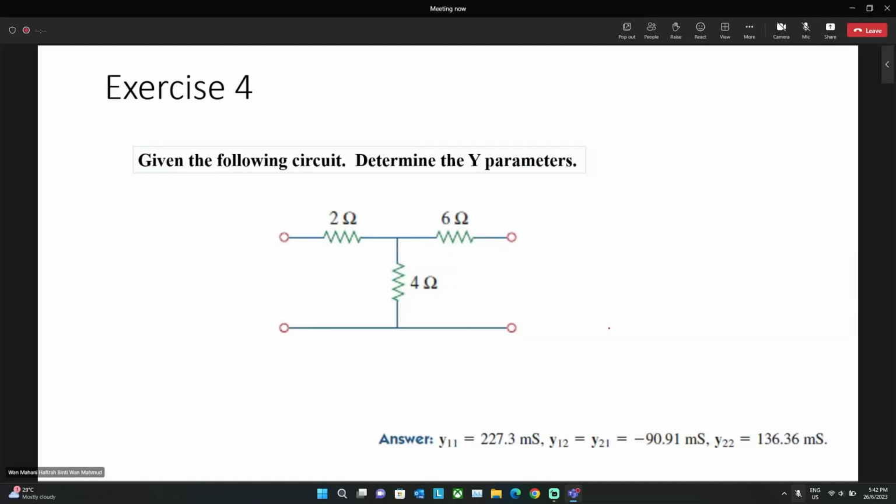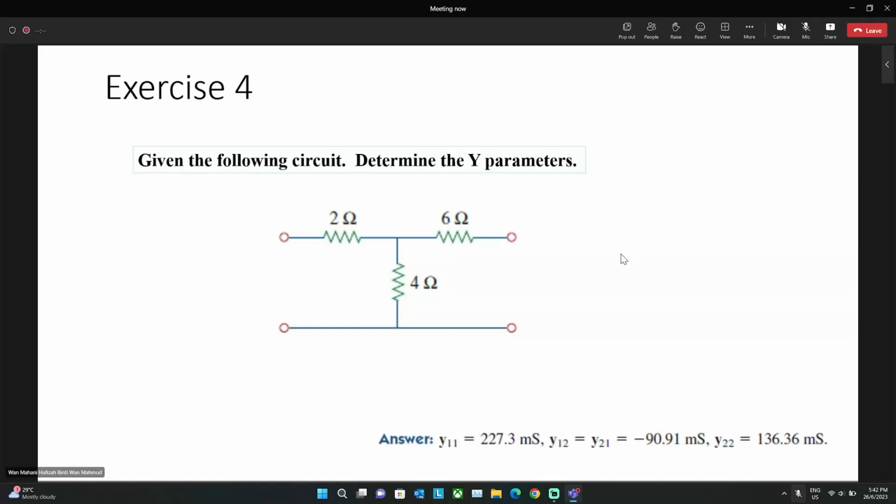So boleh try guna untuk exercise 4 ni nanti. Kalau you nak try buat guna dua-dua kaedah tu, try lah guna exercise 4 untuk buat. Tapi if I'm not mistaken, exercise 4 ni saya try buat memang dia punya nodal analysis memang akan ada 3 node. 1, 2 dan 3.